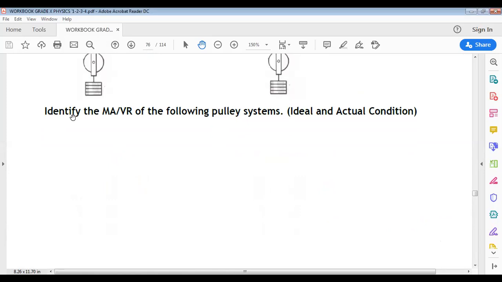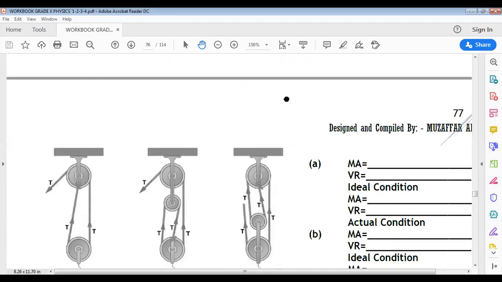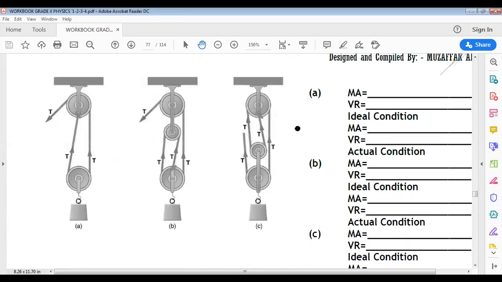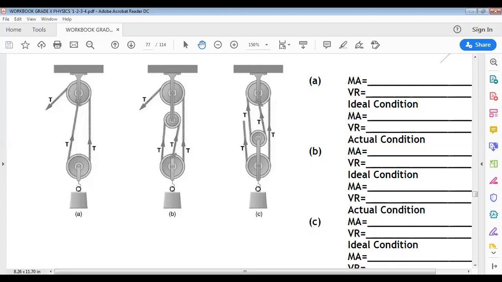Here it says identify the MA and VR of the following pulley system. So we are shown some pulley systems. I want all of you to respond to this. MA and VR of the following pulley systems in ideal and actual condition. Look at it. We are having 3 diagrams, class: diagram A, diagram B, and diagram C. Can you see this? This is my diagram A, this is diagram B, and this is diagram C.